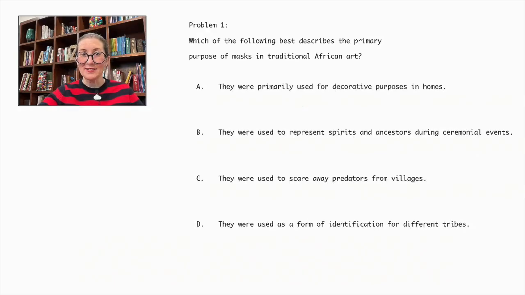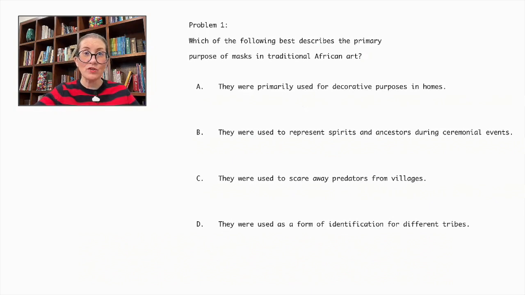Problem number 1. Which of the following best describes the primary purpose of masks in traditional African art? They were primarily used for decorative purposes in homes. They were used to represent spirits and ancestors during ceremonial events. They were used to scare away predators from villages, or they were used as a form of identification for different tribes.